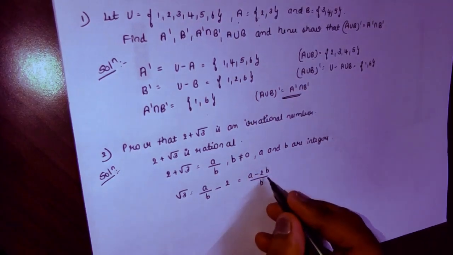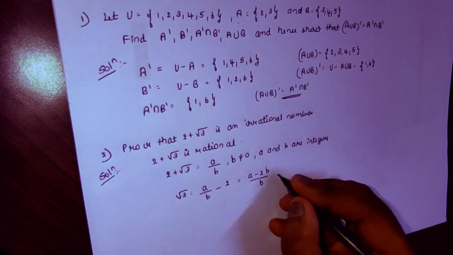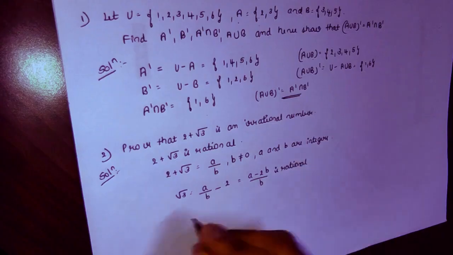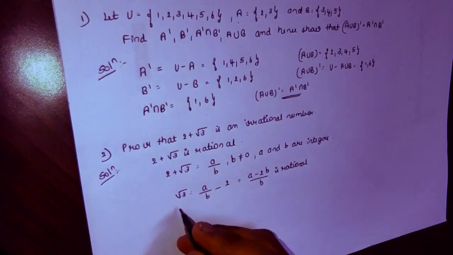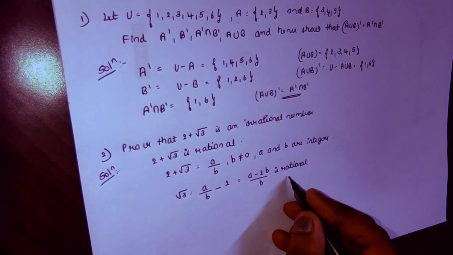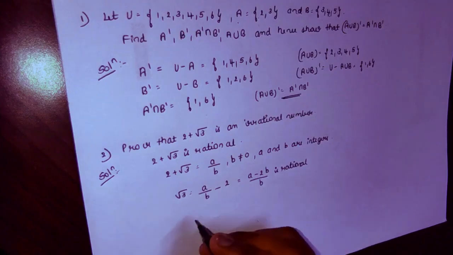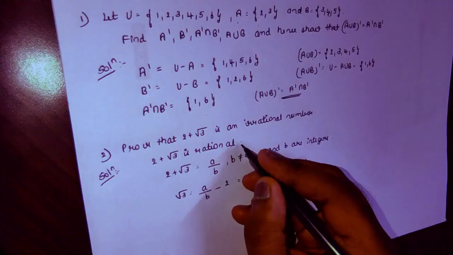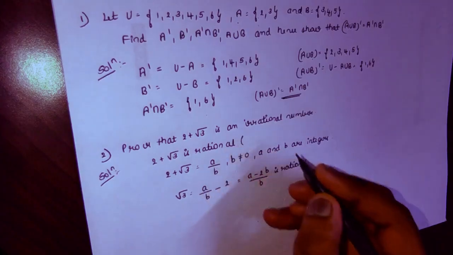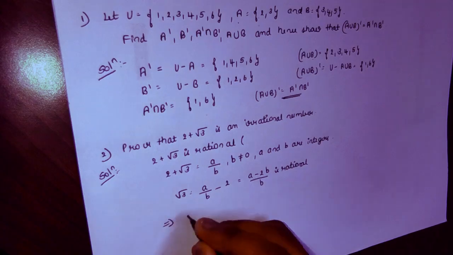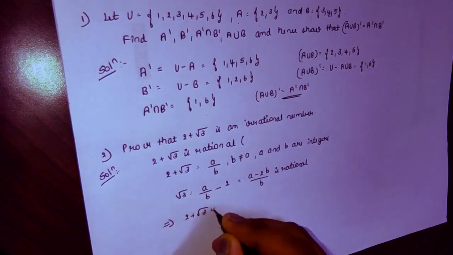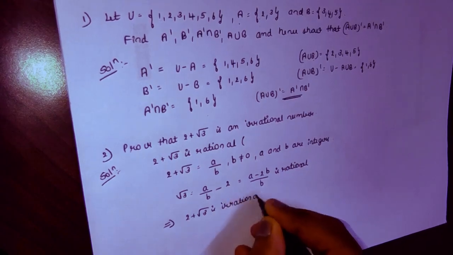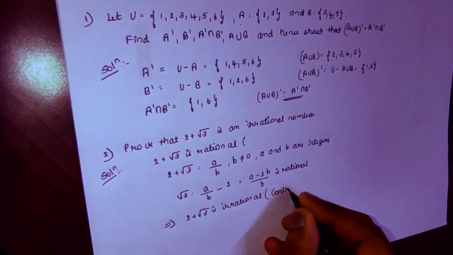Now (a minus 2b) by b is rational, but we know that root 3 is irrational. Irrational cannot be equal to rational. This has arisen because the statement we have taken, that 2 plus root 3 is rational, is itself wrong. So hence we can prove that 2 plus root 3 is irrational based on the contradiction.